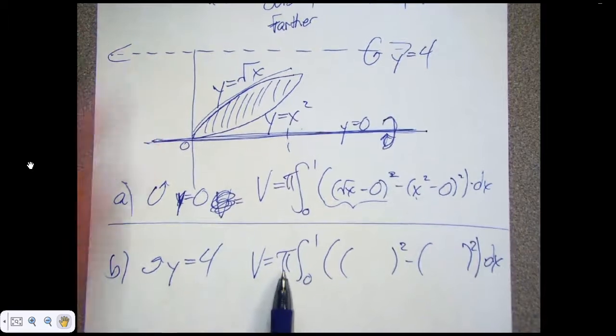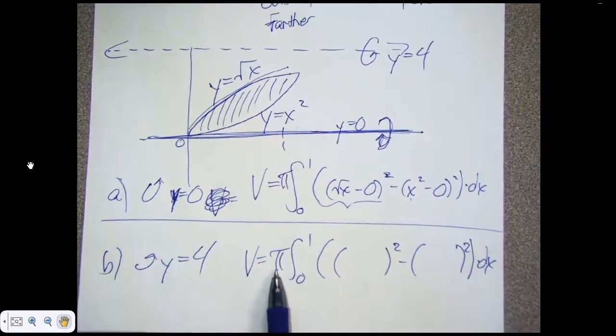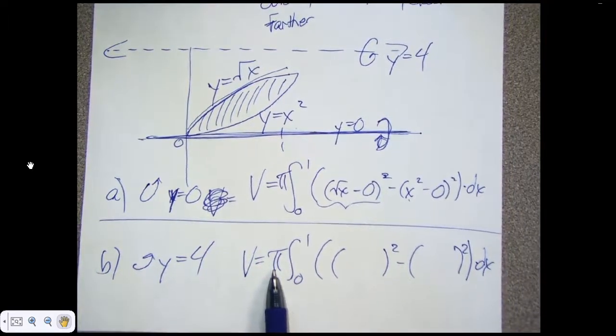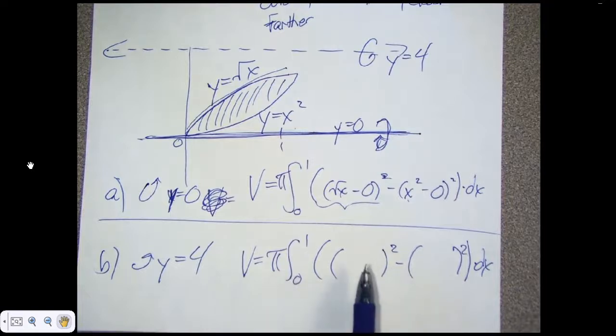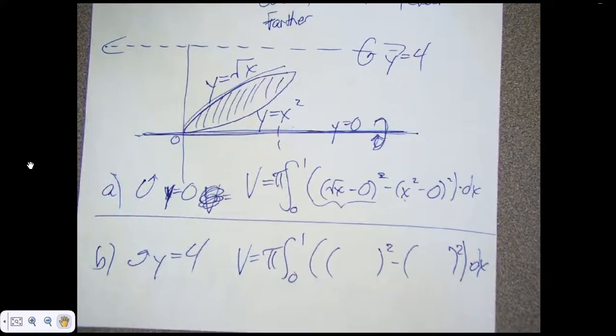Why is there a pi there? Because when I revolve things, I'm making circles. 0 to 1 are my intersection points, just like they were a second ago. But now, what's farther away changes, and your top minus bottom changes.